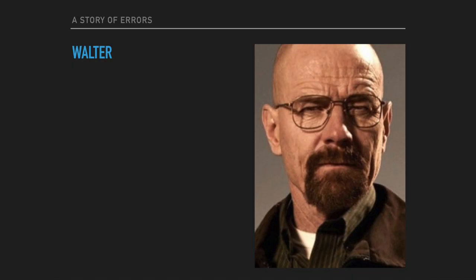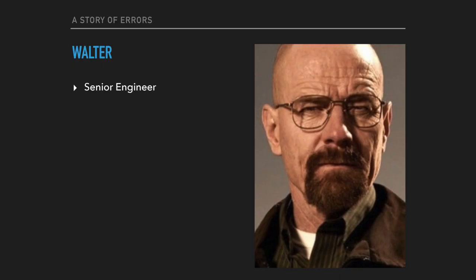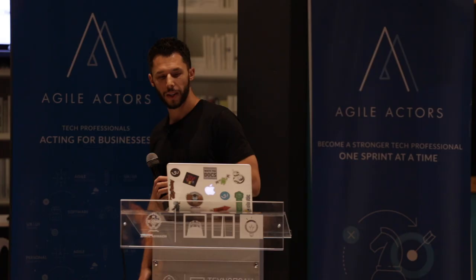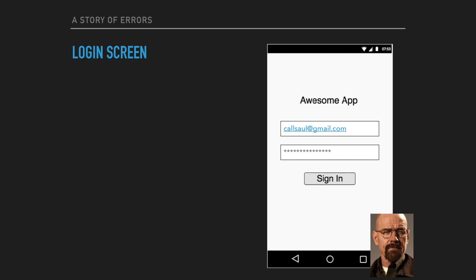First protagonist is Walter. He's kind of badass, don't you think? I mean, he's been writing Java Enterprise for years, and he's doing SOAP services and stuff like that. Really senior. And he anticipates all errors, always. He has to build a login screen.